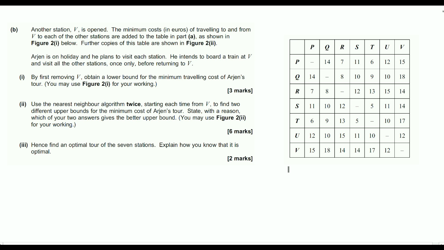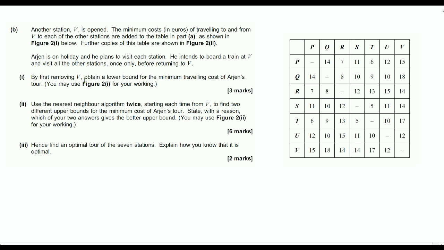I'm just going to do all the workings here and then potentially rub out and come back if I need to. So Arjun is on holiday. He plans to visit each station. He intends to board at V, visit all the stations only once before returning to V. Okay, so this is not now a minimum spanning tree. This is clearly a travelling salesman problem of having to visit each one.